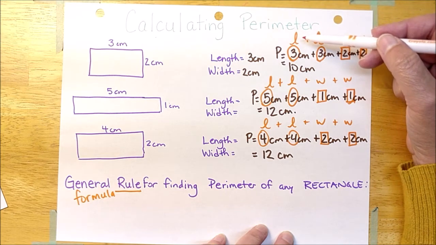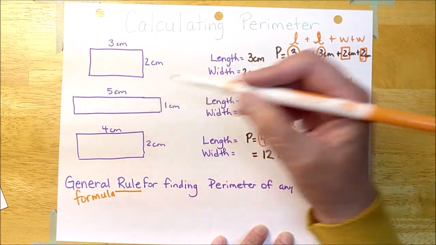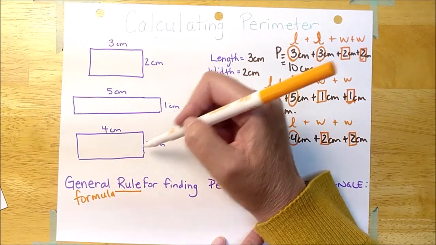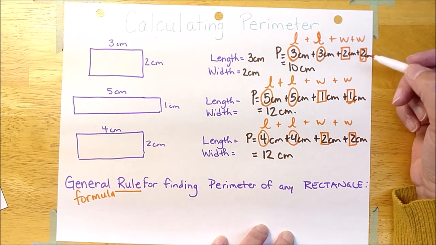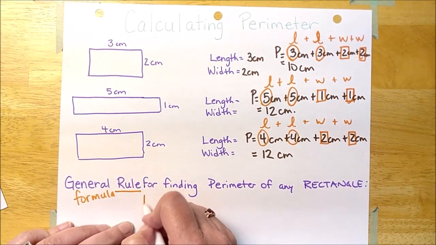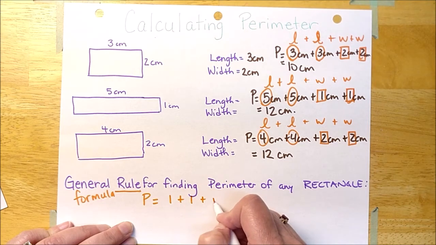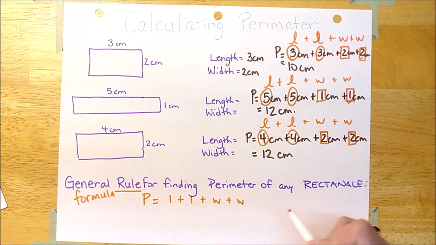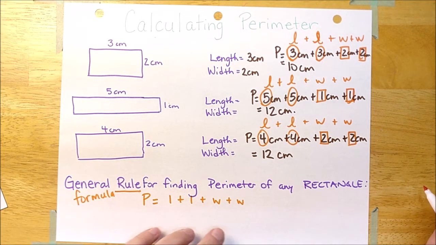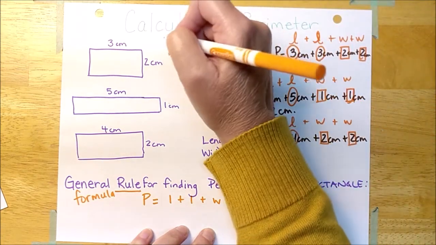I can say that for any one. I could say length plus width equals perimeter. So that is a formula that mathematicians have come up with. So length plus width equals perimeter.